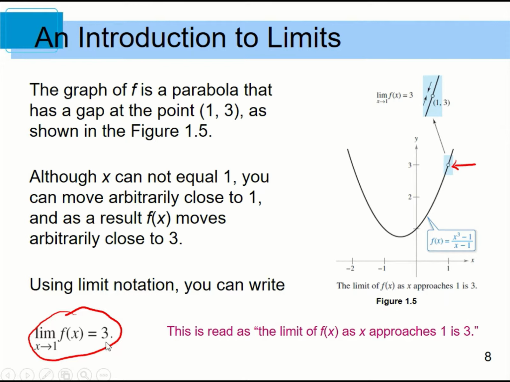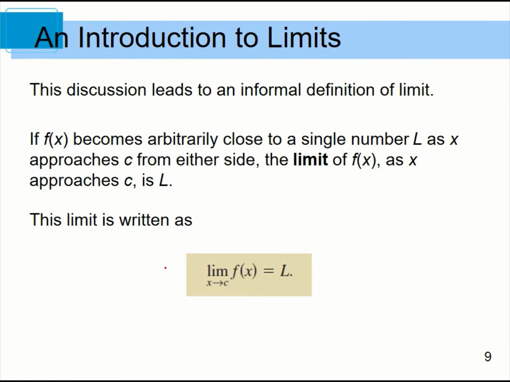So this concept is called limit, and we read this as the limit of f(x) as x approaches 1 is 3. The limit can be written in this form. The lim here refers to the limit, f(x) is the function, x approaches c is the value, and L refers to the y value that f(x) approaches. So when we see a notation like this, it refers to the limit.